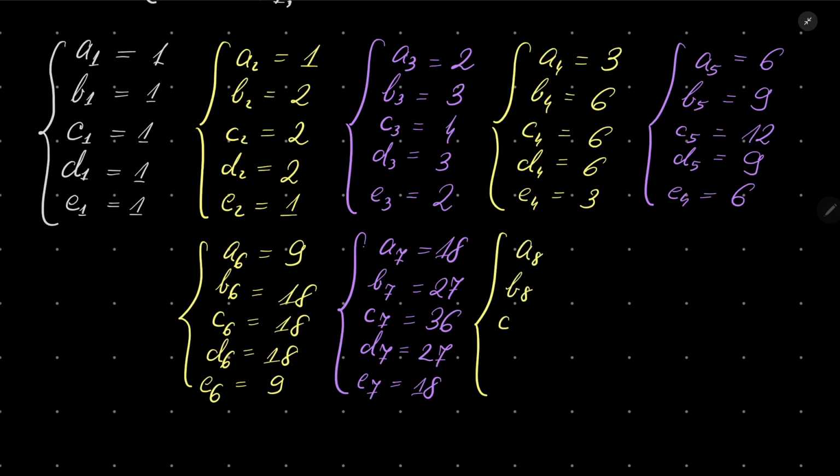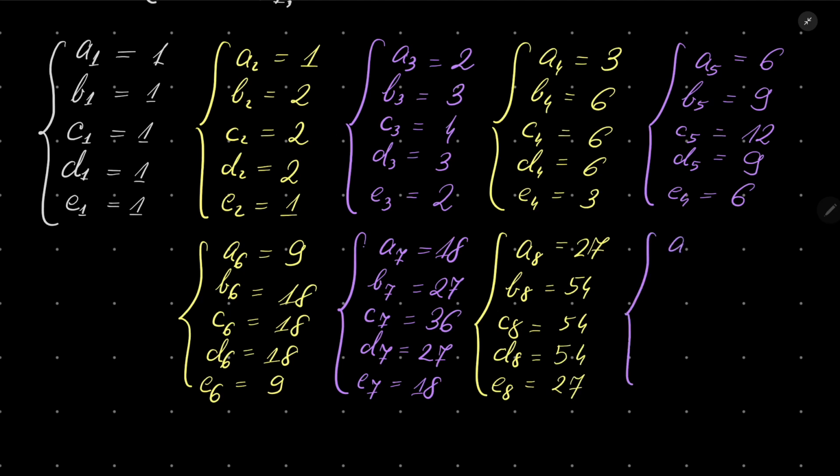You can fast forward, if you wish. Now we have A8 is 27, 54, 54, 54, 27, and really the last iteration, A9, B9, C9, D9, E9 will be, if I'm not mistaken, 54, 27 plus 54 is 81, then we have 54 plus 54, 108, 81, 54. And so on.